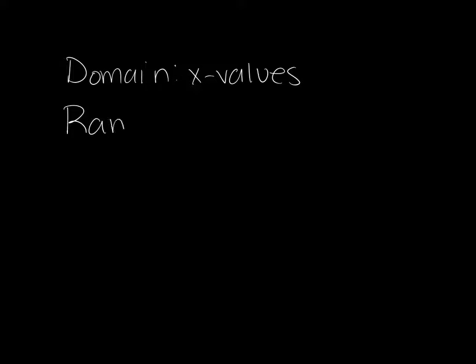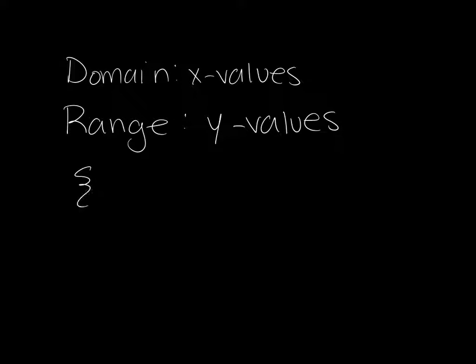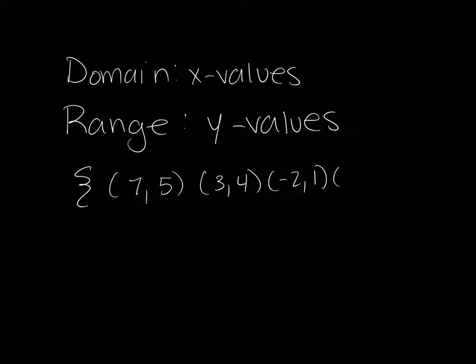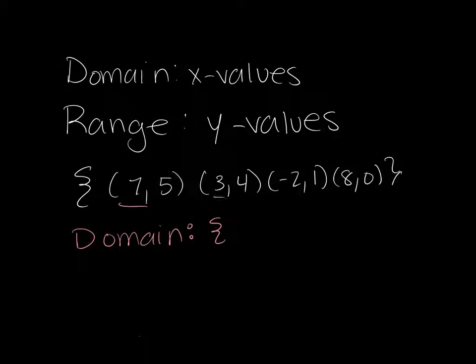Your domain is always going to be your X values, and your range is always going to be your Y values. Just a refresher, I know you've heard this so many times, but we're going to go through it. If you have a set of numbers, I'm going to make this up: 7, 5, 3, 4, -2, 1, and 8, 0. If it asks you what the domain is, your domain is your X values, which are just 7, 3, -2, 8. I'm going to write that down here.